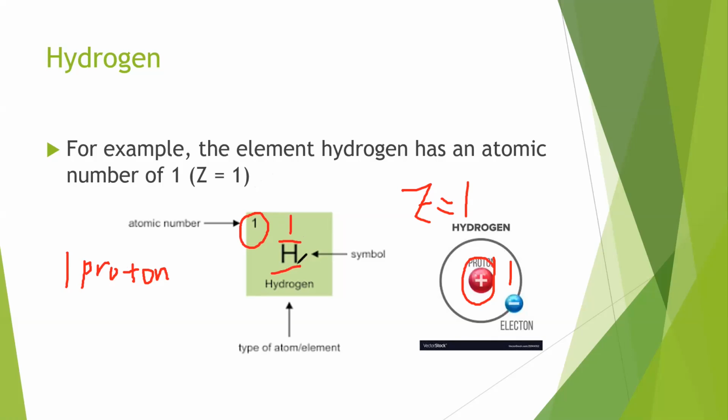H is for hydrogen. And then sometimes they would give you the name down here. Sometimes they'll give you a number like 1.008. We're going to talk about this in the next few slides. I think it's the atomic mass, so how much each element weighs, basically. Okay.